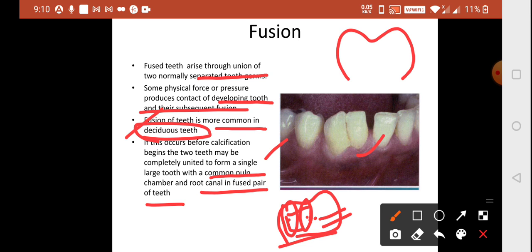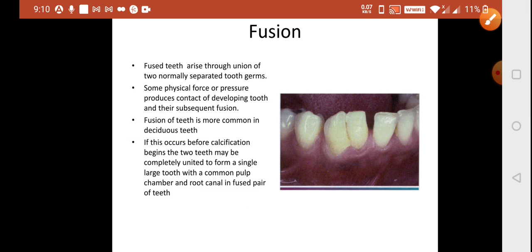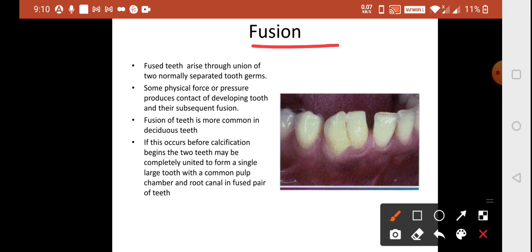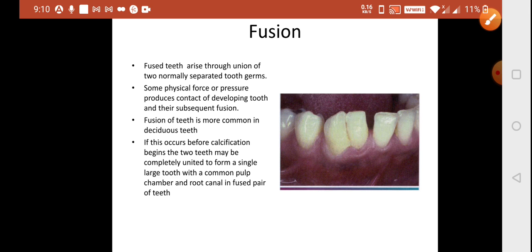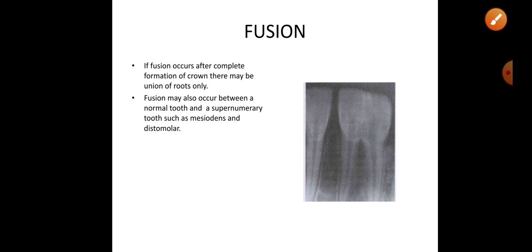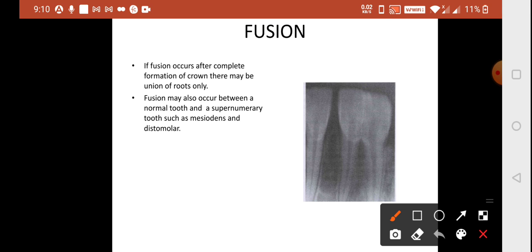But if it occurs after calcification, then you will see two root canals and two separate teeth, as if they are joined or fused. Fine. So it depends on whether fusion occurs before calcification or after calcification. That can give you a picture of that. So here you can very beautifully appreciate that the fusion occurs after the complete formation of the crown. There will be union of the roots only, and fusion may also occur between a normal tooth and a supernumerary tooth, like I have told you in gemination.